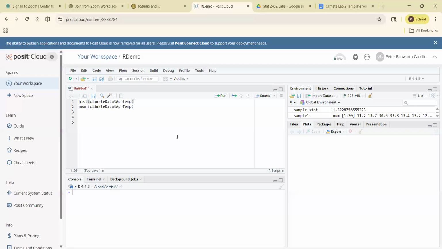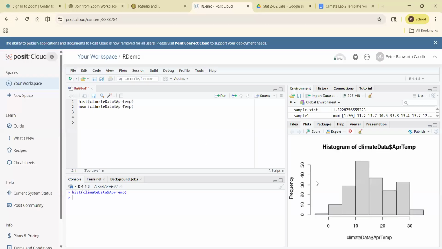So here is a histogram of April temperatures according to the climate data. It's not a normal distribution because it's not a nice bell curve. It's not too far away from a normal distribution, but I would not call this one normally distributed. However, it does have an expected value. It has a mean, which is a little more than 16. The balance point of this histogram is right about here.